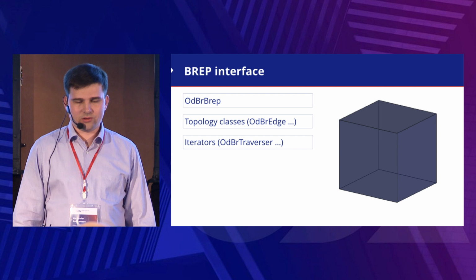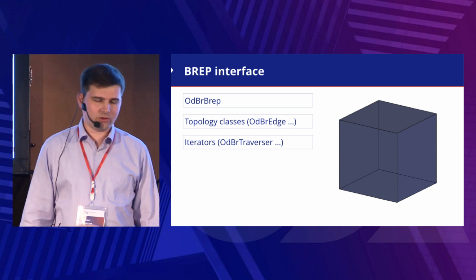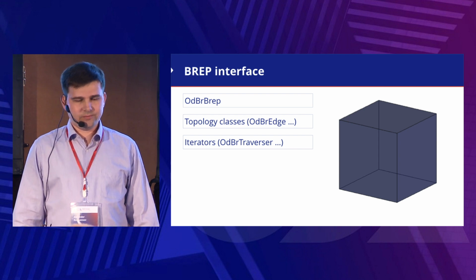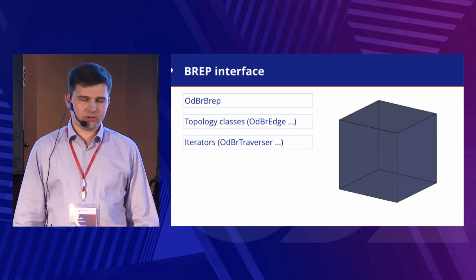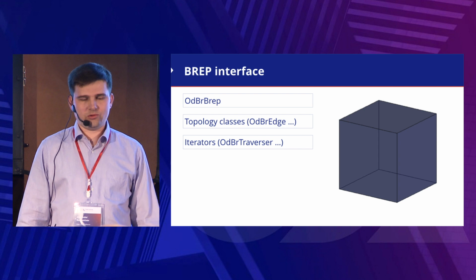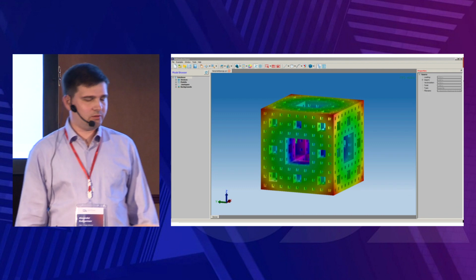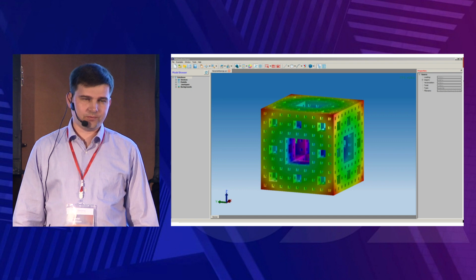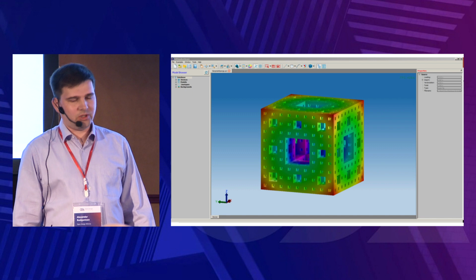Also, this interface contains some topology-related classes like edges, vertices, faces, loops, and so on. By using topology classes, you are able to get information about BREP topology elements like underlying surfaces, underlying curves, 3D points, parametric curves, and so on. Also, a set of iterators is available, and by using iterators, you are able to step over BREP topology. For example, you are able to step over all edges in this BREP representation.